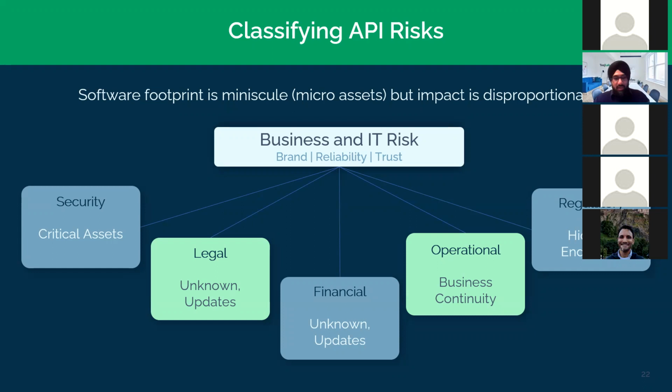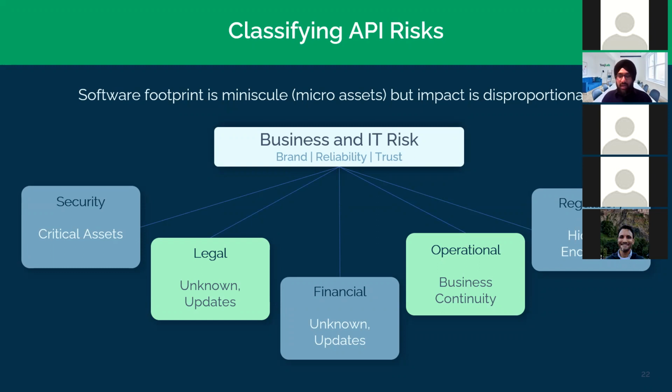Easy to understand. Now, the financial risks may not necessarily be very apparent to you, simply because it depends on the nature of what the API does. Let me give you a couple of examples here. So let's talk about a payment processing API.